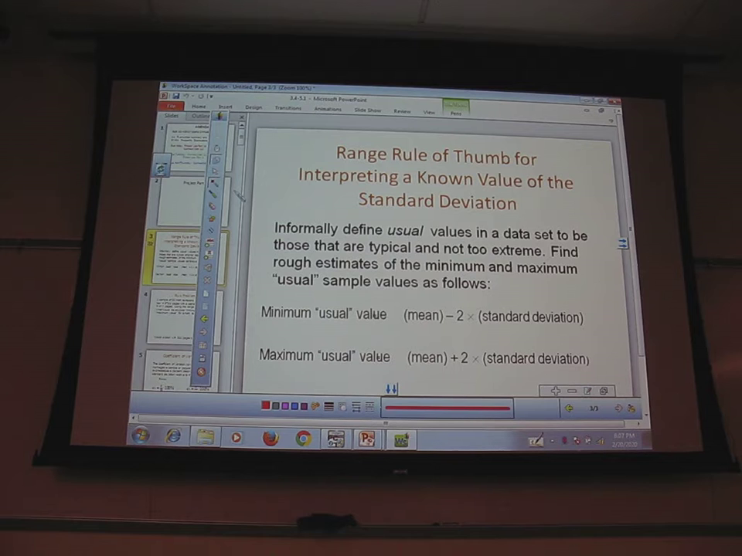Range rule of thumb for interpreting a known value is that we informally define usual values in a data set to be those that are typical and not too extreme. Find rough estimates of the minimum and maximum usual sample values that follow. Minimum usual value: mean minus 2 times standard deviation. Maximum usual value: mean plus 2 times standard deviation.